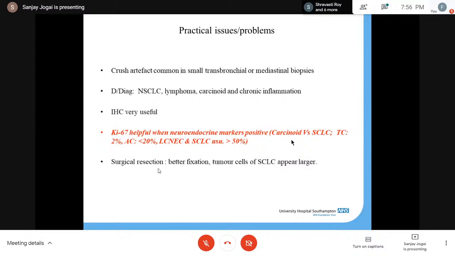Every now and then, every few months, I come across cases where within the same section you see areas which look like small cell, whereas other areas look like cells showing more cytoplasm and nucleolar prominence, and you are wondering, is this small cell, is this large cell neuroendocrine? I feel tumors don't read textbooks, as some famous pathologist said once. So within the same tumor you can see different morphological features.